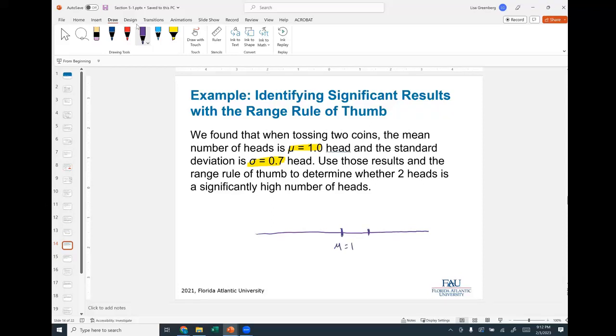Then I have mu plus 1 standard deviation is equal to 1.7. And mu plus 2 standard deviations is 1 plus 2 times 0.7. The 2 times 0.7 is 1.4. So this is equal to 2.4. And anything above here, 2.4 or above, would be considered significantly high.